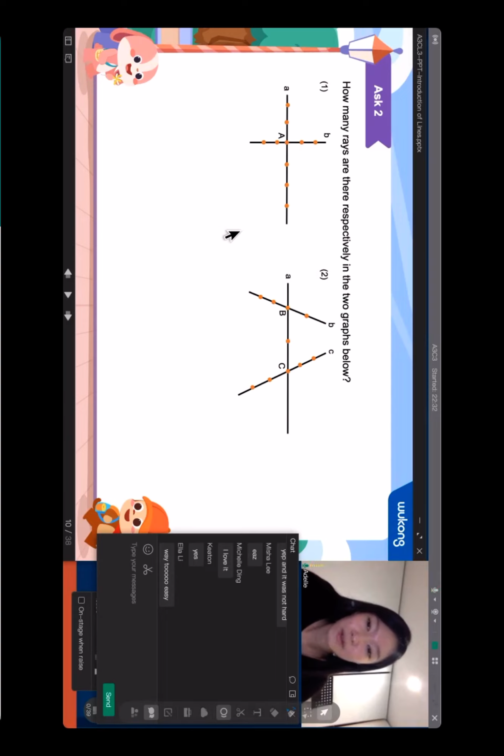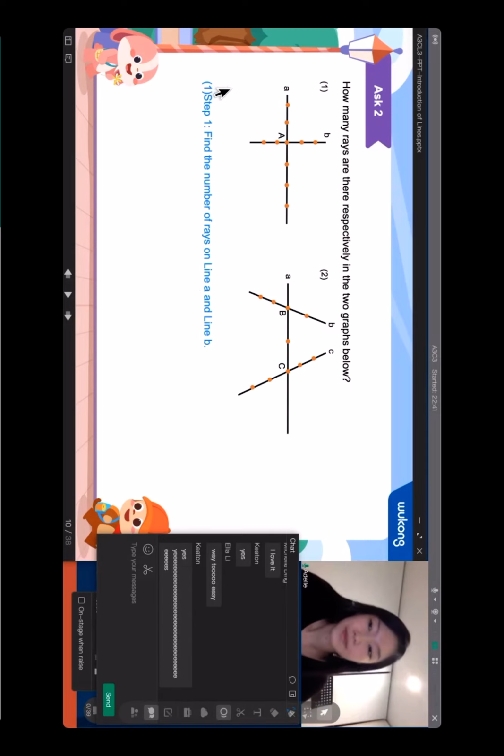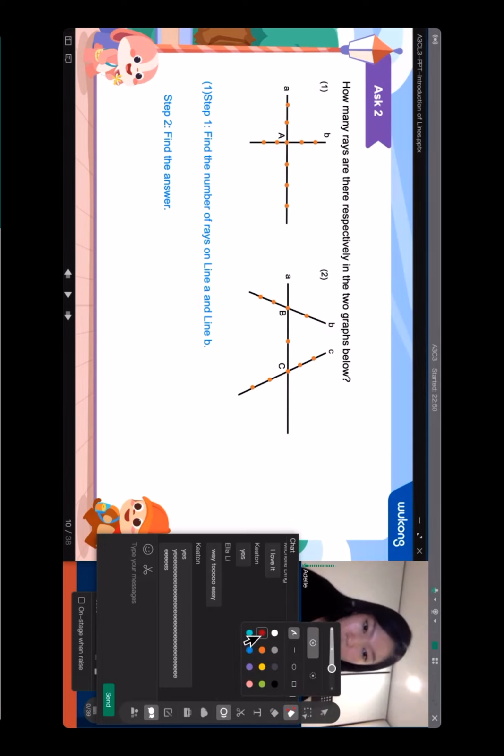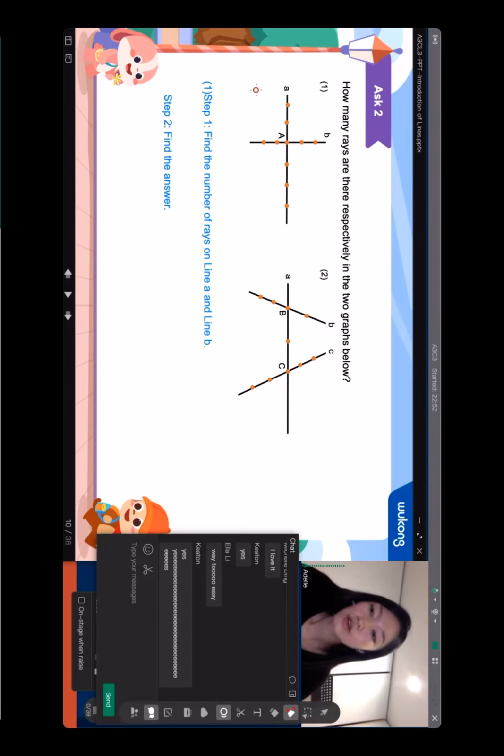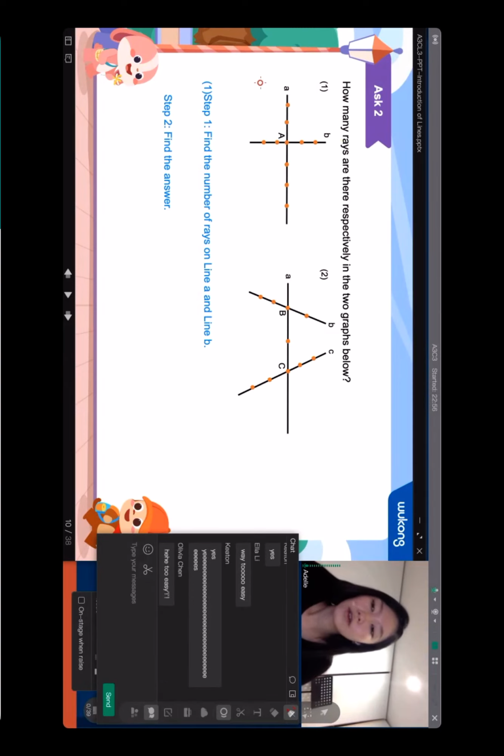So what we're gonna do is that first we're gonna find the number of rays on line A and line B. So we're gonna look at them separately, okay? And then we're gonna find the answer. So we're gonna do this question together. Let's just change the color to red. Okay. So for the first one, let's have a look. If we look at line A first, how many endpoints do we have on line A?